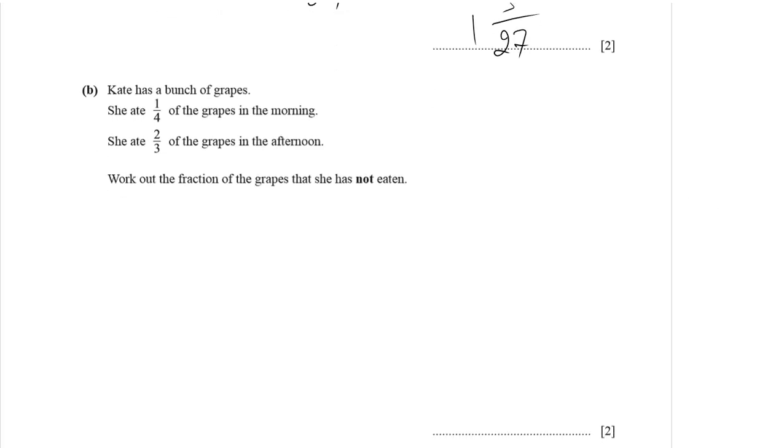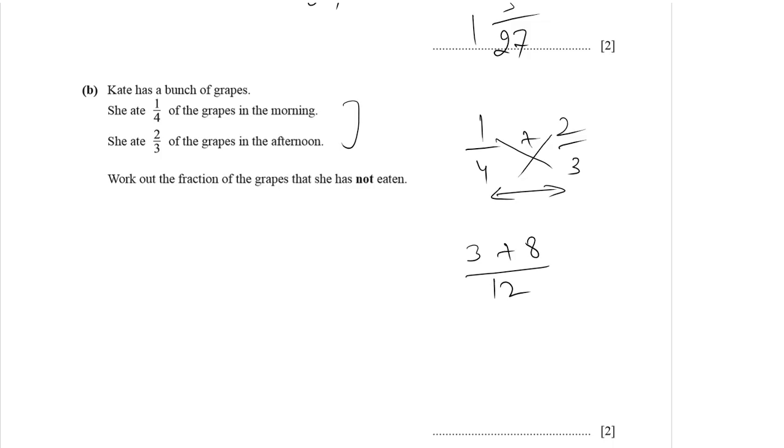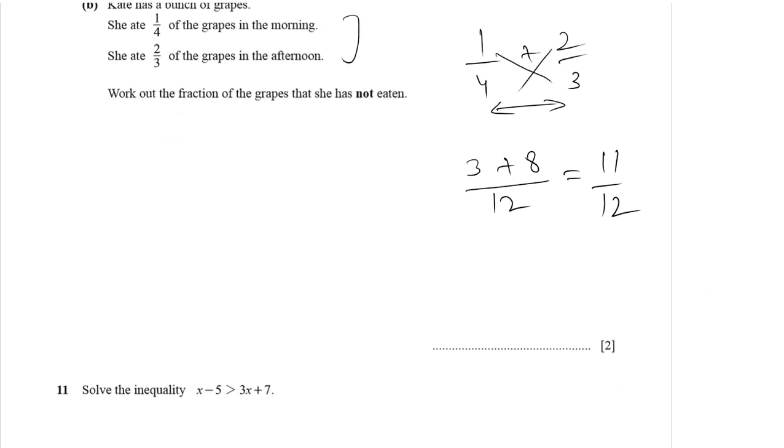All right. Kate has a bunch of grapes. She ate 1 by 4 in the morning, 2 by 3 in the afternoon. What fraction has not been eaten? So let's calculate how much she has eaten already. So 1 by 4 plus 2 by 3. To simplify it, you can cross multiply and multiply the denominators with themselves. So it would be 3 plus 8 over 12, that is 11 over 12. So we can see 11 out of 12 parts are eaten, only 1 out of 12 part will be left.